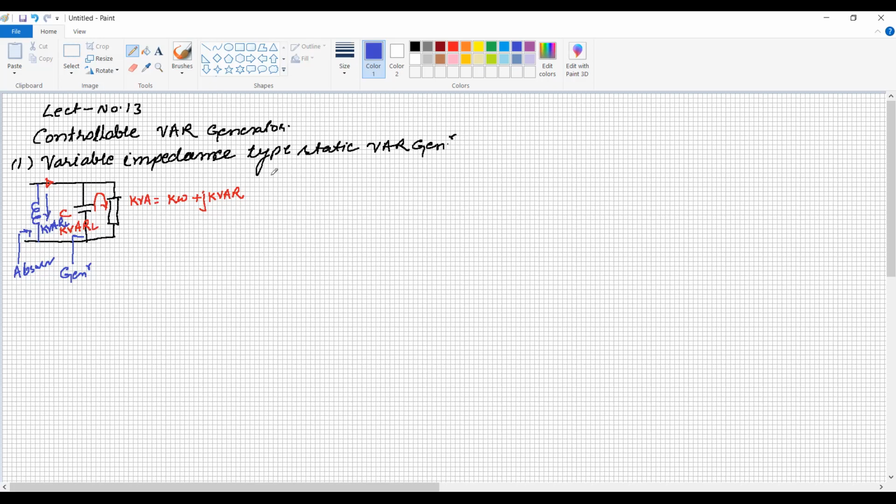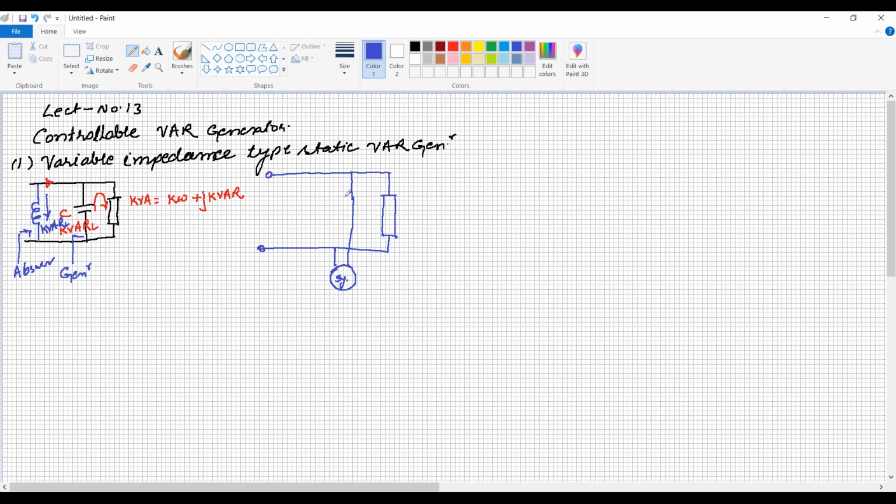The second method is called active power compensation. Say this is the load, and near the load or somewhere, we are going to connect a motor, that is, a synchronous motor.